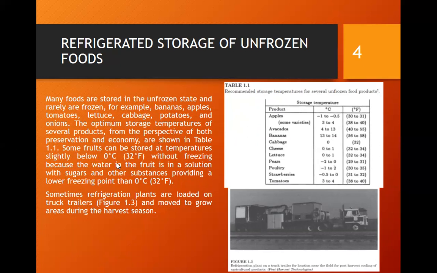Some foods can be stored at temperatures slightly below 0°C, 32°F, without freezing because the water in the food is in a solution with sugar and other substances, providing a lower freezing point than 0°C. Some refrigeration plants are loaded on stock trailers as in figure 1.3 and moved to growing areas during harvest season. Pagka-harvest talaga dyan, nire-refrigerate na agad ang pagkain. Check the lecture. Medyo mahaba, no?